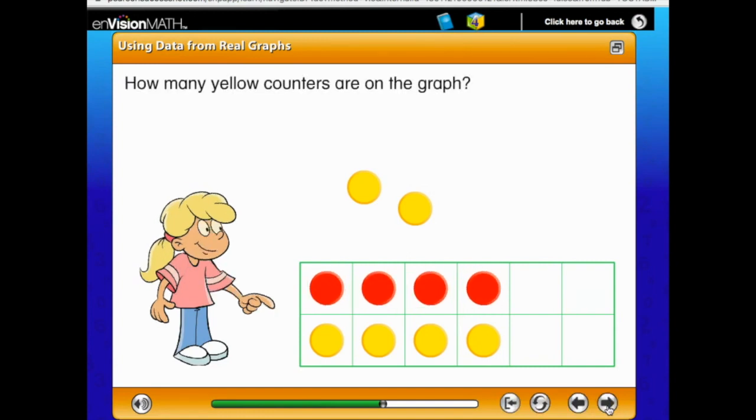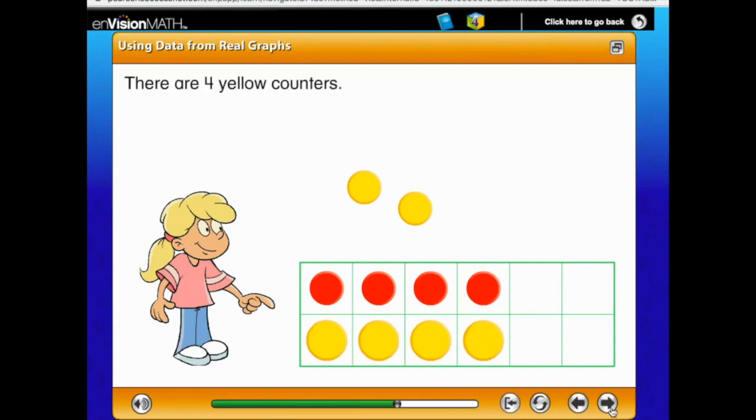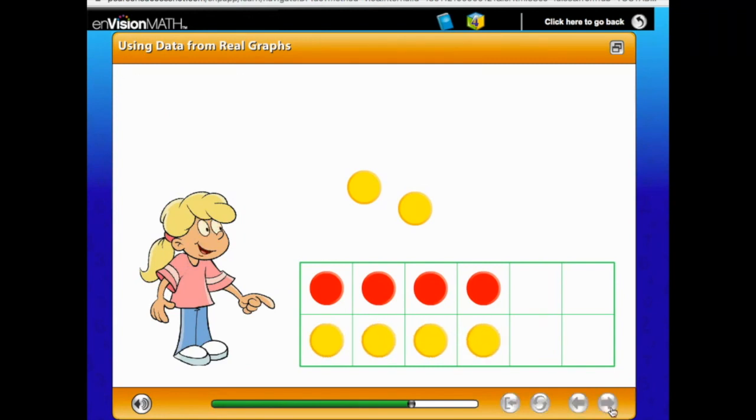How many yellow counters are on the graph? Now, again, it says on the graph. Don't worry about these 2 extra ones just yet. We need to count the ones on the graph. Count with me. 1, 2, 3, 4. There are 4 yellow counters. All the counters on the graph have a partner.